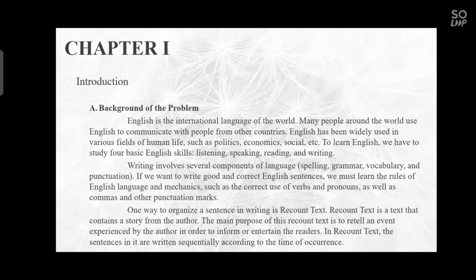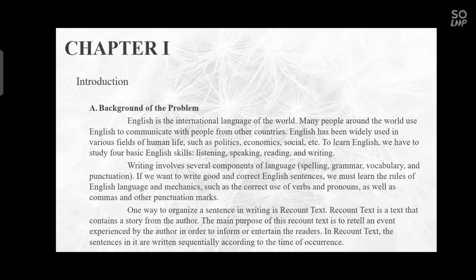Writing involves several components of language: spelling, grammar, vocabulary, and punctuation. If we want to write good and correct English sentences, we must learn the rules of English language and mechanics, such as the correct use of verbs and pronouns, as well as commas and other punctuation marks. One way to organize a sentence in writing is recount text.